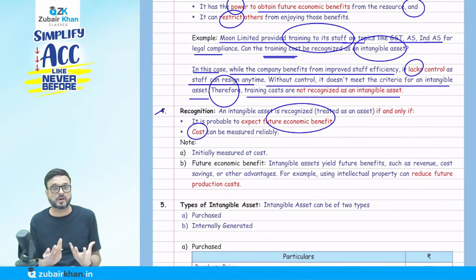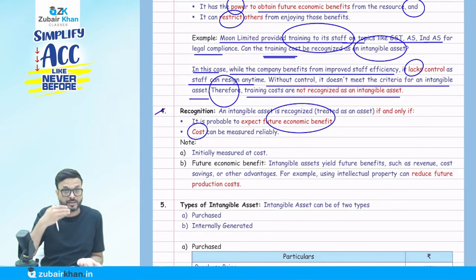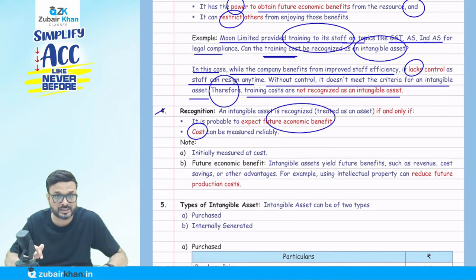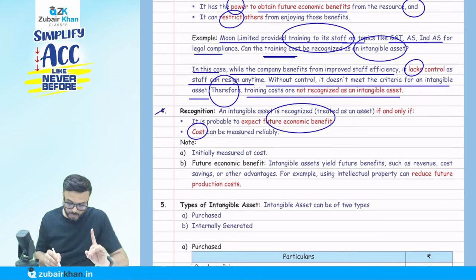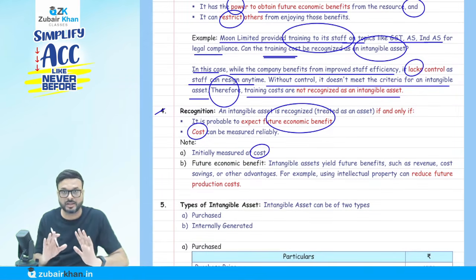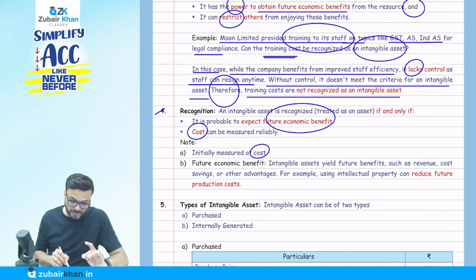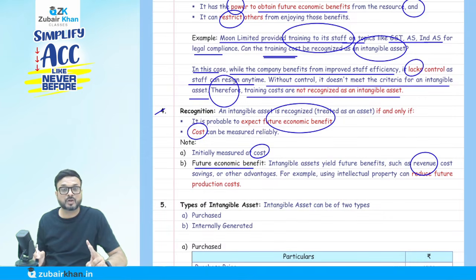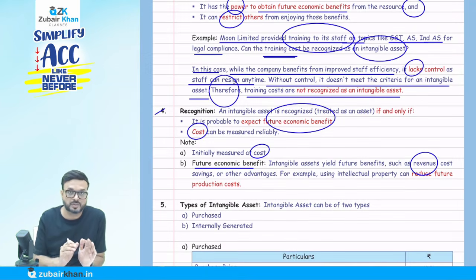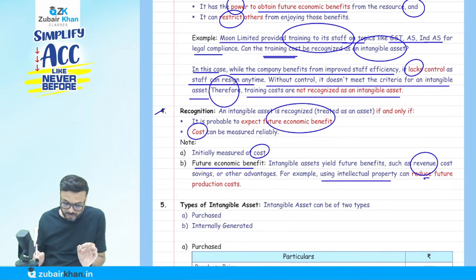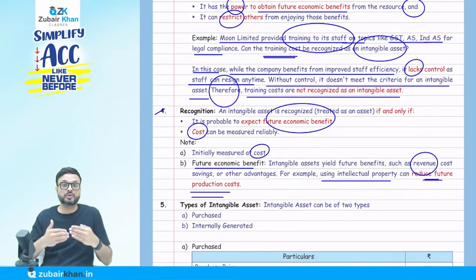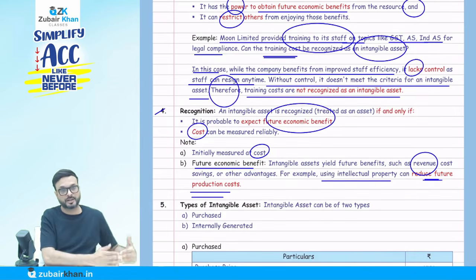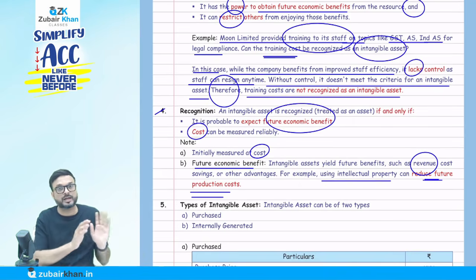Obviously, we should know the cost, then only can we recognize it in the books of account, and we are expecting some future economic benefit. Note that initially we measure it at cost. But what is future economic benefit? Two things: either the revenue will increase or the expenses will be reduced in future. For example, using intellectual property can reduce future production cost. Both are future economic benefits.